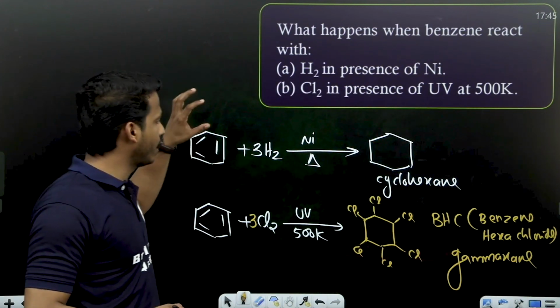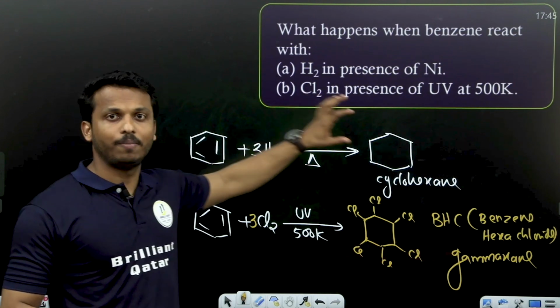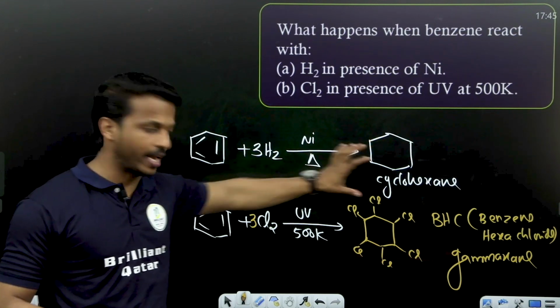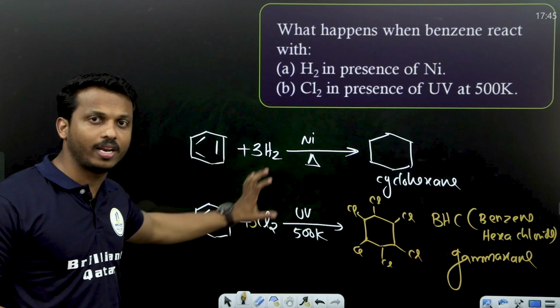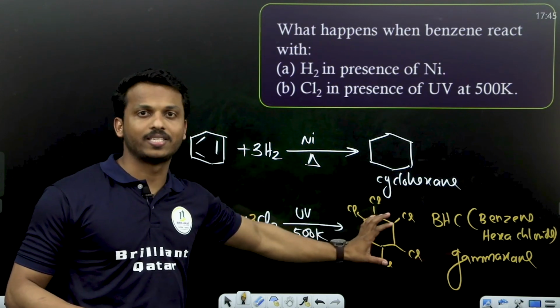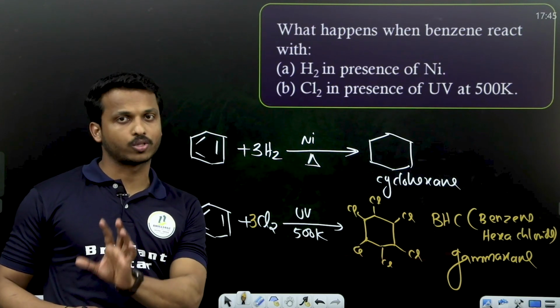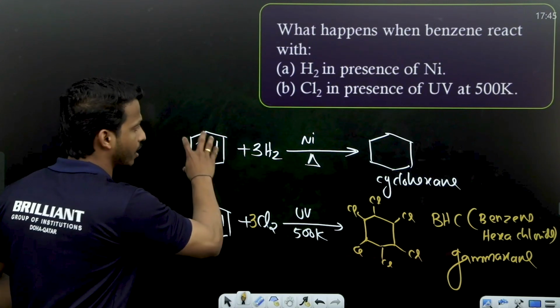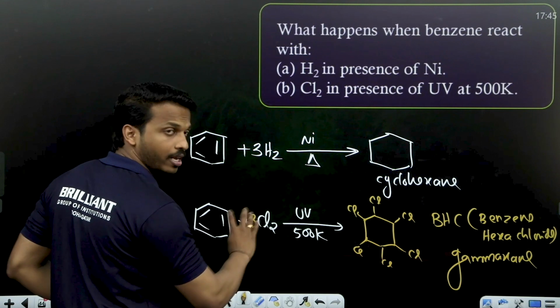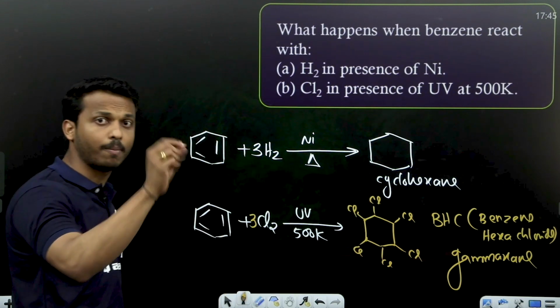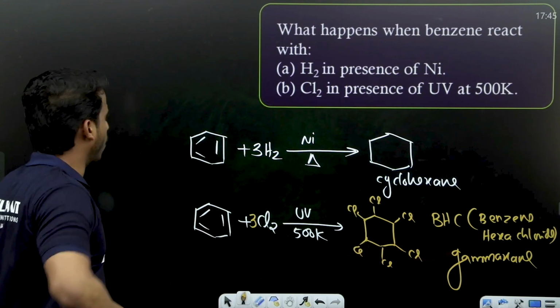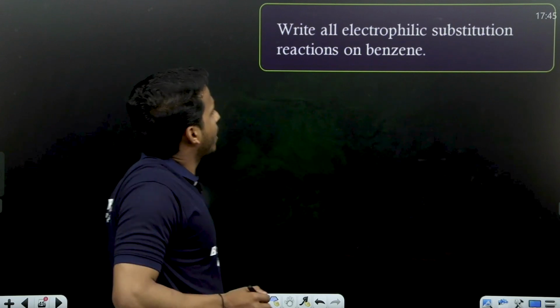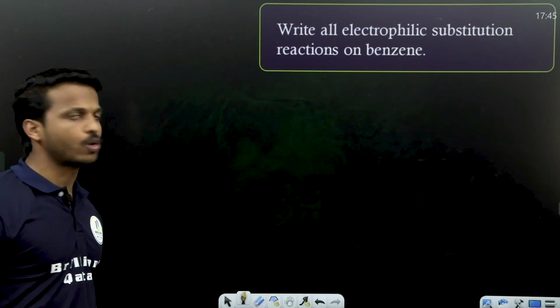Benzene when it reacts with hydrogen becomes what? Cyclohexane. Benzene reacting with chlorine in light gives BHC, benzene hexachloride, also called gammexane. Very important, okay? Basically, they ask you a question where they give you the reactant and reagent, and you write the product. That type. Now, write all the electrophilic substitution reactions on benzene.